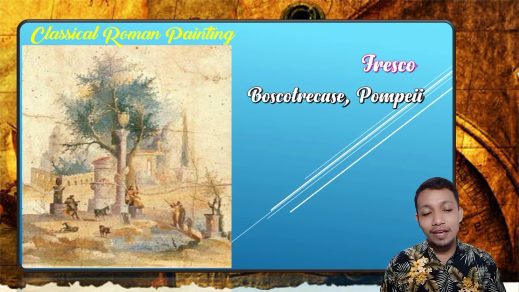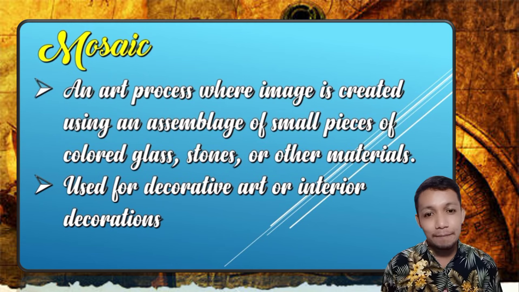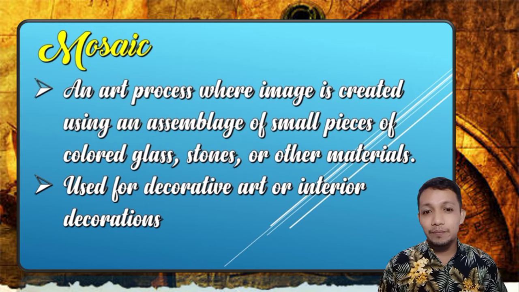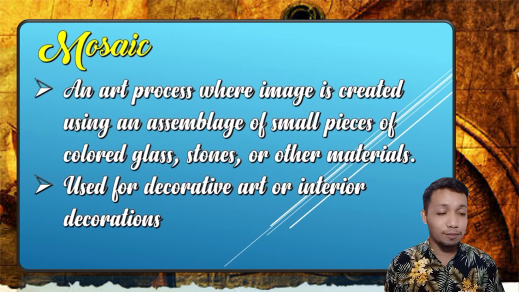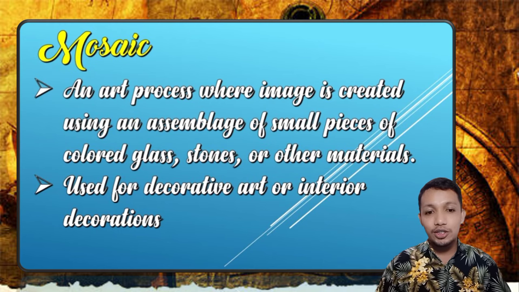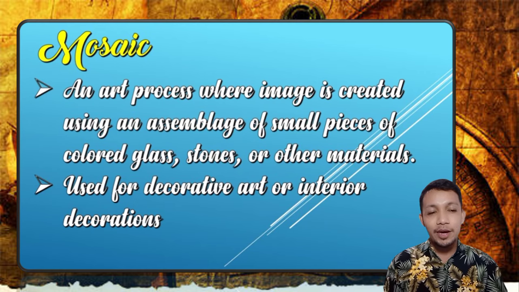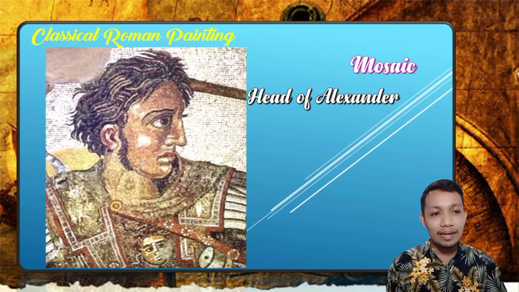Aside from fresco painting of the Romans, we also have the mosaic, which is a very significant contribution of Roman painting in history. It is an art process where an image is created using an assemblage of small pieces of colored glass, stones, or other materials. It is used for decorative art or interior decorations. Here is an example of classical Roman painting made from mosaic. It is the head of Alexander. He is the hero of the Romans, as we all know.